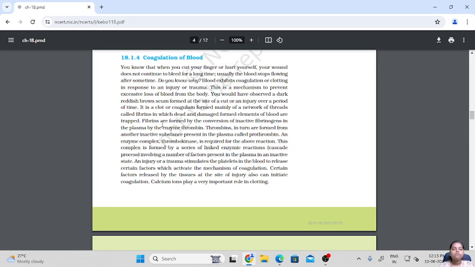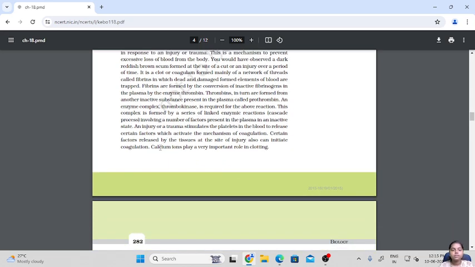These fibrins are formed by the conversion of an inactive substance called fibrinogen in the plasma by the enzyme thrombin. This thrombin is formed from another inactive substance present in the plasma, called prothrombin. An enzyme complex called thrombokinase is required for the above reaction, that is the cascade process. These enzymatic reactions, called the cascade process, involve a number of factors which are present in the plasma in an inactive form.